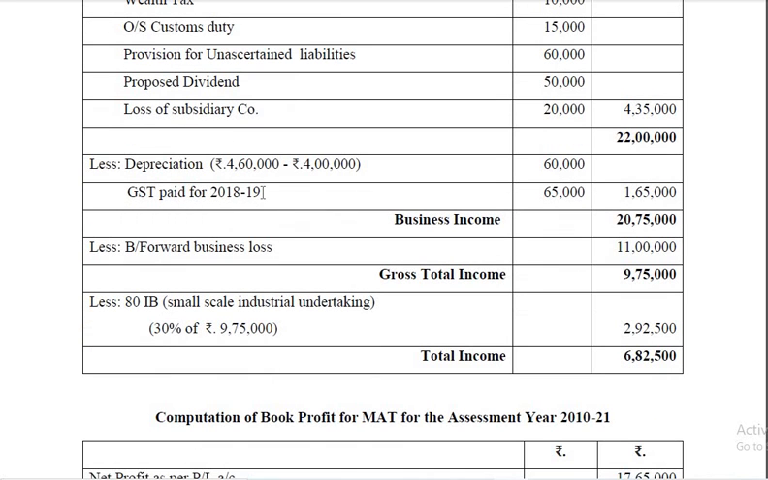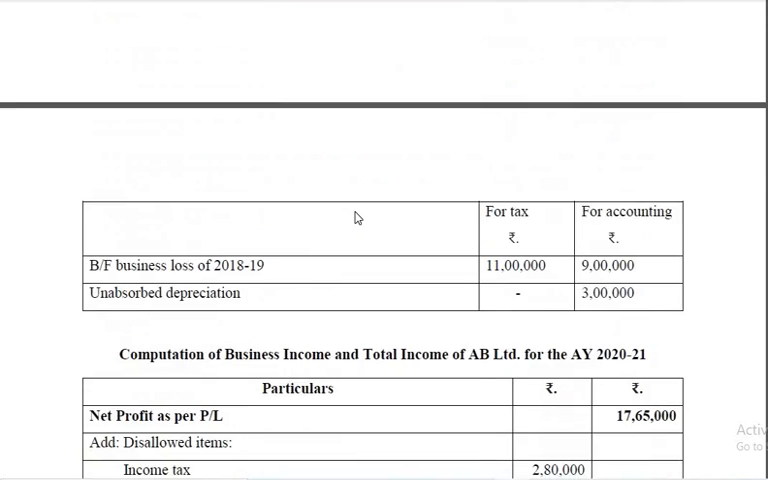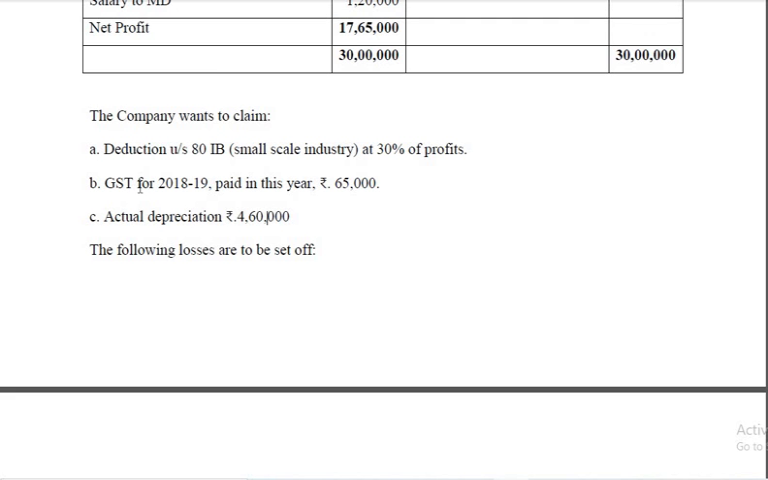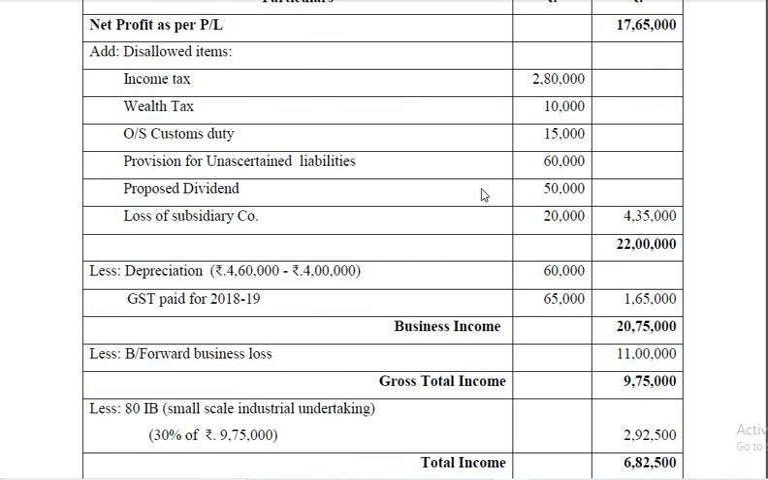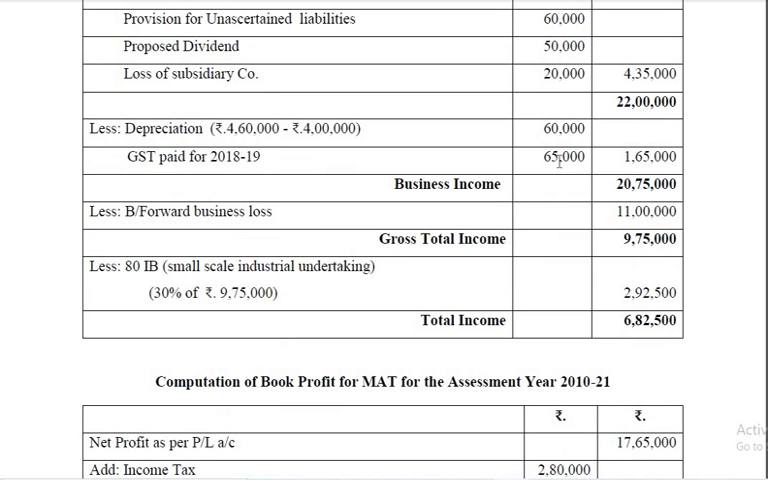GST paid for 2018-19. So this is not included in profit and loss account, but it is paid, assumed to be paid before filing the income tax returns. Therefore, that is added back. So 65,000 it is given here. The total is 1,65,000. So if you deduct that, what you get is business income 20,75,000.